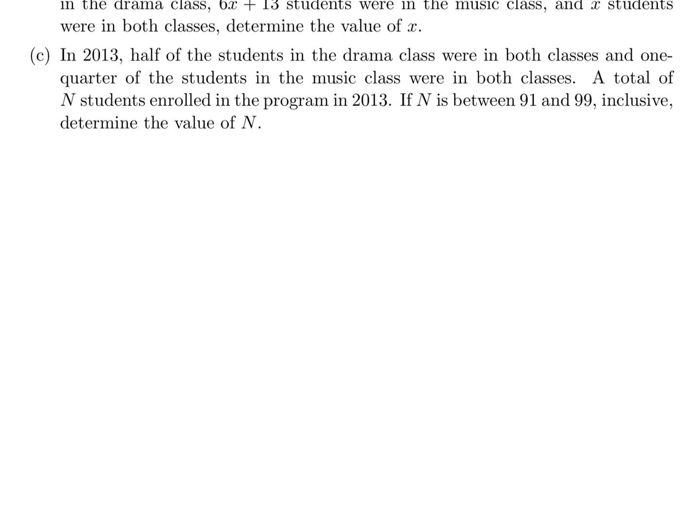In 2013, half of the students in the drama class were in both classes, and 1/4 of the students in the music class were in both classes. A total of n students enrolled in the program in 2013. If n is between 91 and 95 inclusive, determine the value of n. So same story here.